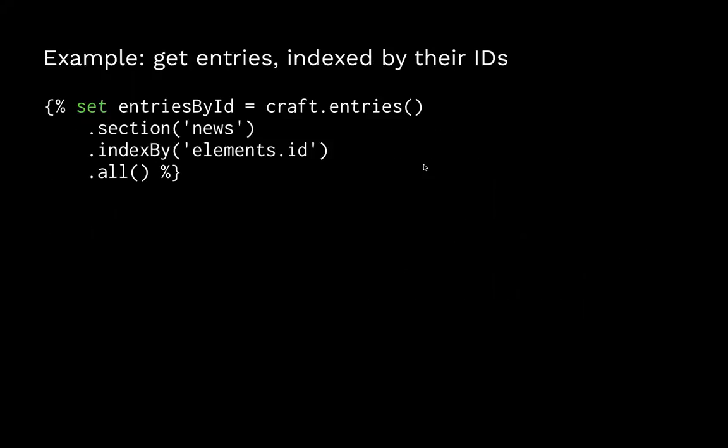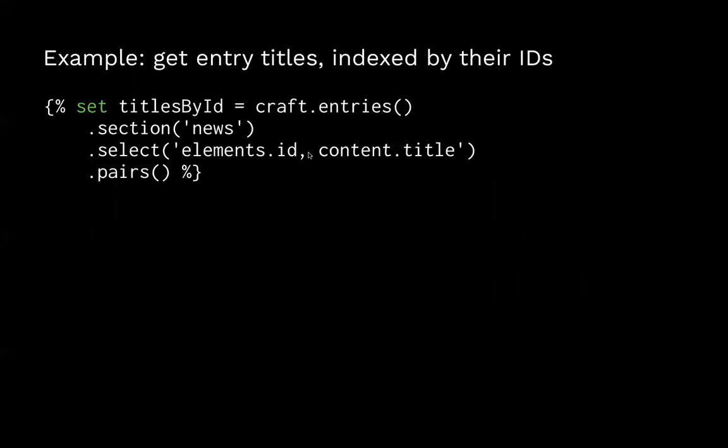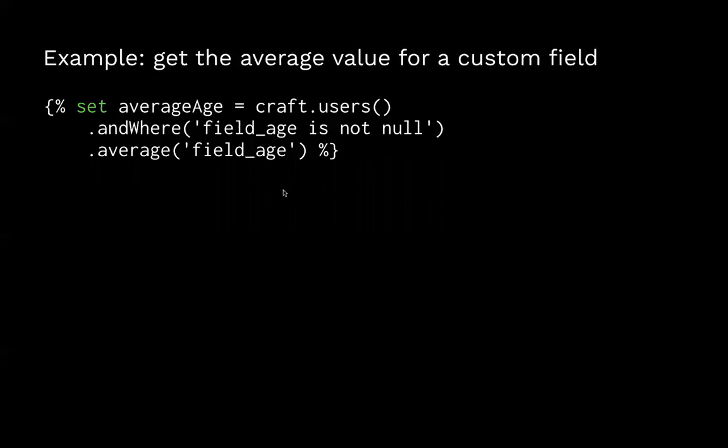There are a few different examples of some of the templating stuff we've added. You can get entries indexed by their IDs by adding this indexBy and then typing in the column name that you want to index the query by. You can get just the titles by overriding the select statement and then calling pairs, and then have this indexed by the ID. You can get the average value for a custom field by limiting the results to just results where the field age column is not null, and then returning the average of that column.